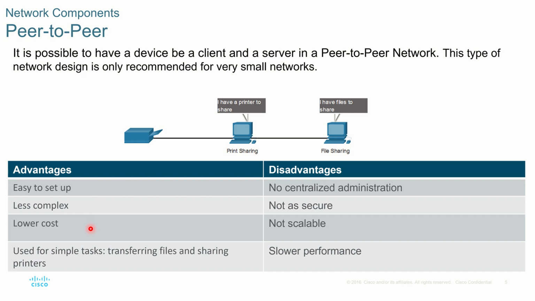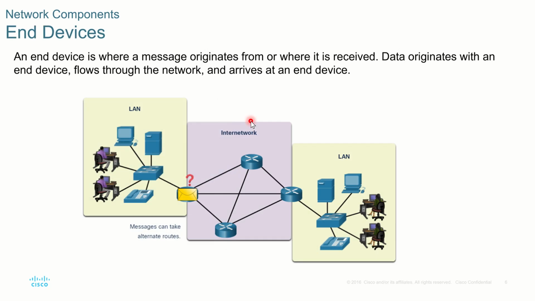However, they have limitations including lower security, no centralized management, and poor scalability, and also slower performance as the network grows. For example, a small home network where computers share files and printers directly will use a peer-to-peer network.